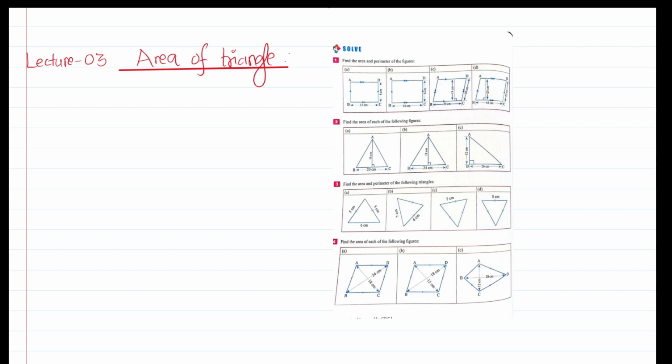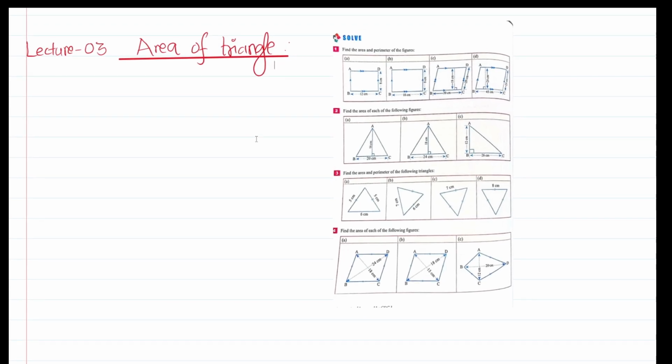In our previous lecture, we have derived different formulas for evaluating the area and perimeter of different types of triangles. We have discussed all types of formula for finding the area of different types of triangles. And today we will discuss how to evaluate the area by using those derived formulas. Let us discuss some questions in today's lecture.